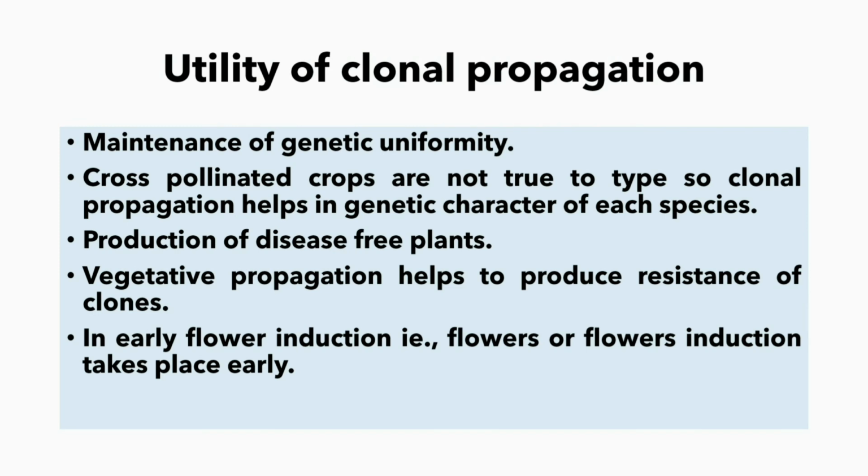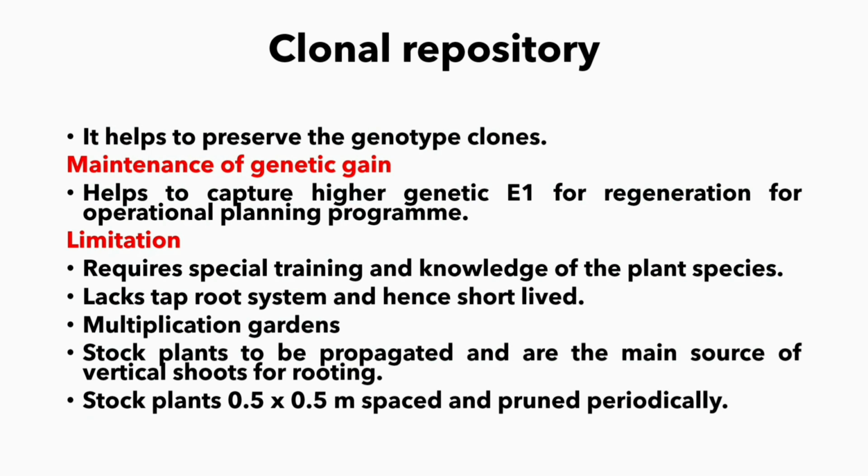Let's see the utility of clonal propagation. Maintenance of genetic uniformity. Cross-pollinated crops are not true to type, so clonal propagation helps maintain the genetic character of each species. Protection of disease-free plants. Vegetative propagation helps to produce resistant clones. It also helps in early flower induction, that is, flowering takes place early. Clonal repository. It helps to preserve the genotypes of clones. Maintenance of genetic gain helps to capture higher genetic gain for regeneration in operational planting programs.